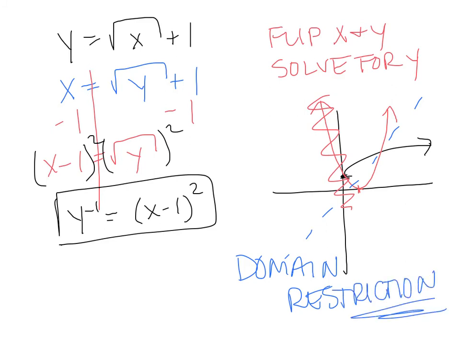That means we need to stop the graph. We need to say, don't include that second half of the graph. So for this one, we can see that our domain restriction is going to start there at 1, and we want everything over to the right. So our domain restriction, we're going to say only include the x's that are bigger than or equal to 1, or in interval notation, 1 to infinity.